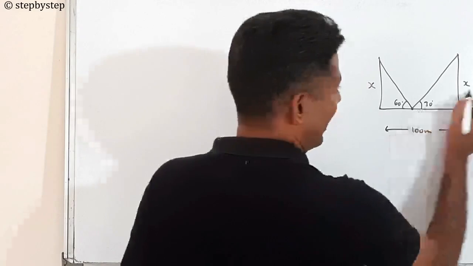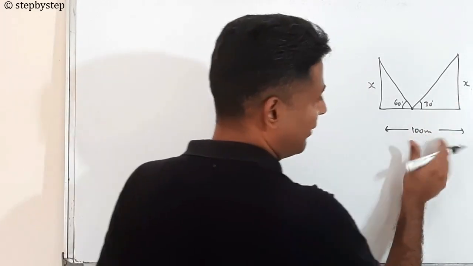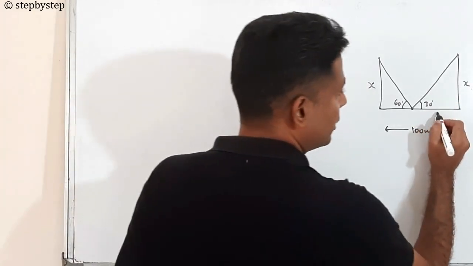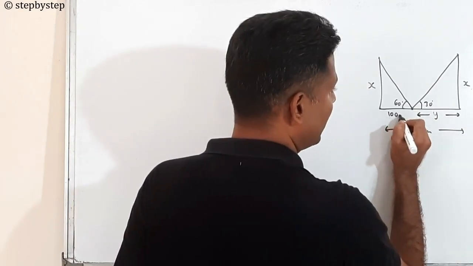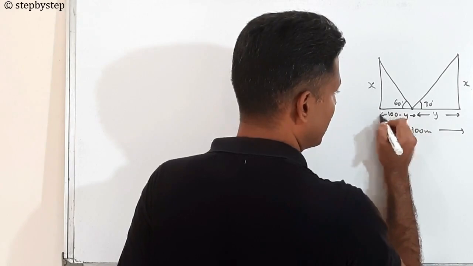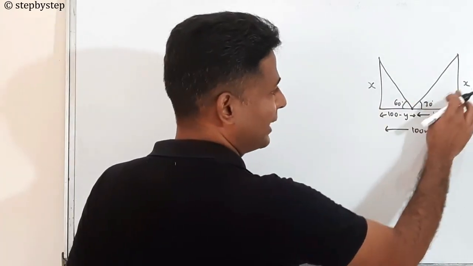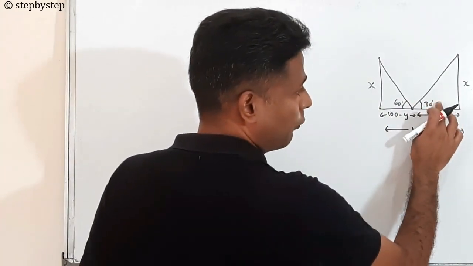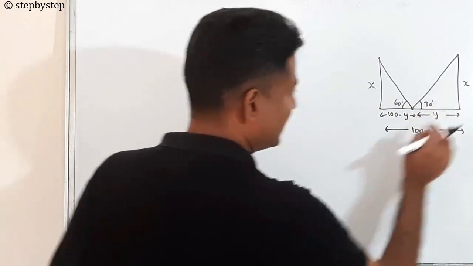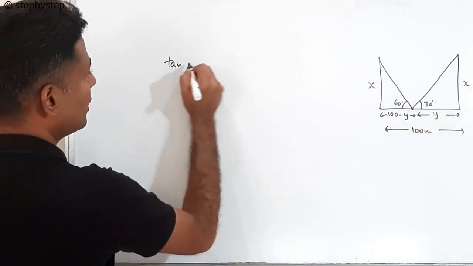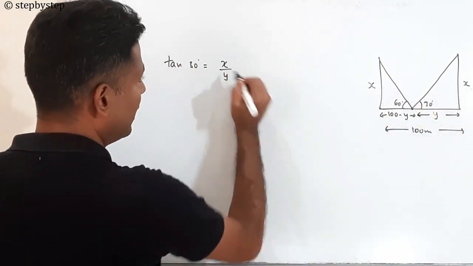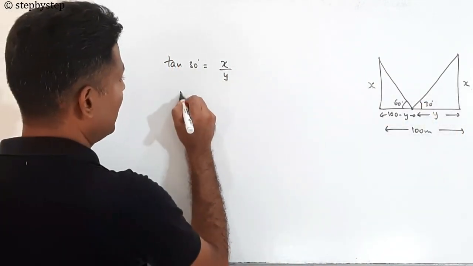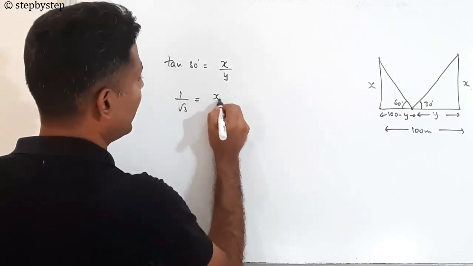Now to find this we need another side, but we do not have anything except that the whole thing is 100. So I'll take this distance as y, which means this will be 100 minus y. Remember that. Now we have two triangles and two sides involved. For the first one, 30 degrees, opposite and adjacent. So tan 30 degrees equals x by y, opposite by adjacent. So tan 30 is 1 by root 3 equals x by y.